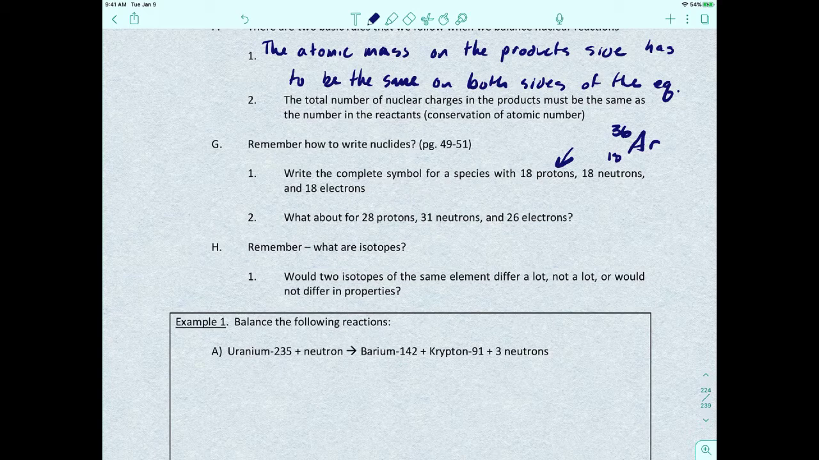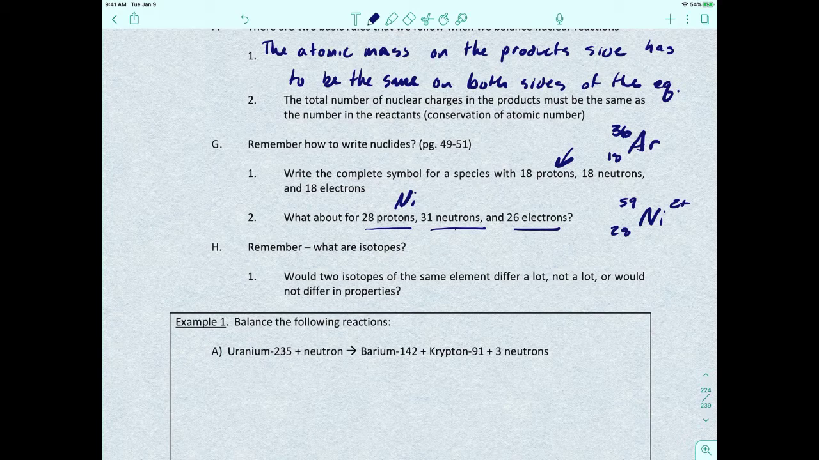What if you have something like 28 protons, 31 neutrons, and 26 electrons? That 28 protons would be nickel. So we would write the symbol as nickel, 28 as the atomic number, and then 28 plus 31 will give you 59. So this is going to be nickel-59. But to show that it has too few electrons, we're going to write in the upper right-hand corner the charge, +2. All right.